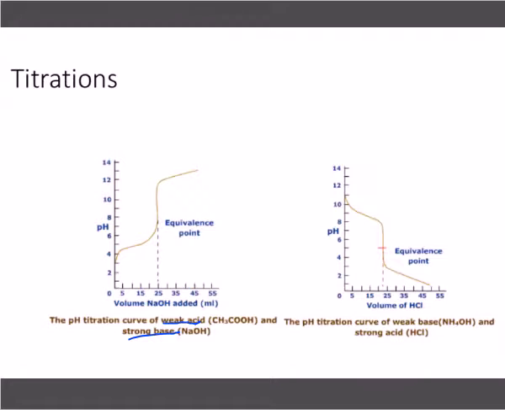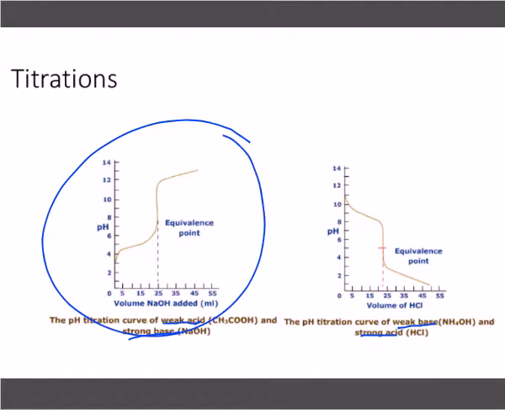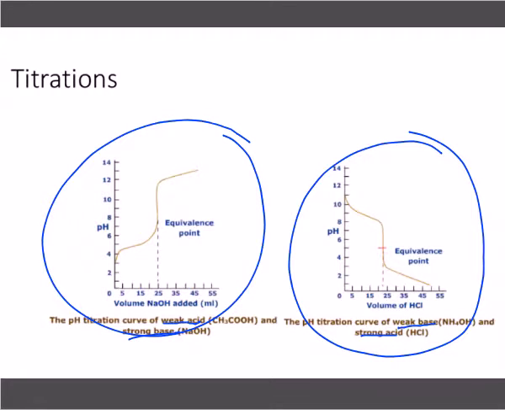Yeah, above 7, right? More basic. And if we have a strong acid with a weak base, where does it shift? Below 7. So it's going to shift. Your equivalence point will shift based on the type of substance you have. Okay? Now, those of you taking AP, you will talk more about these weak acids and weak bases, and what those will do.